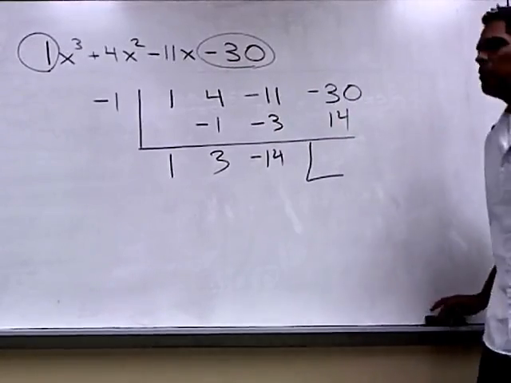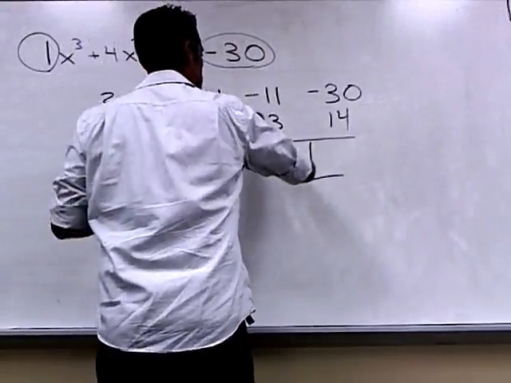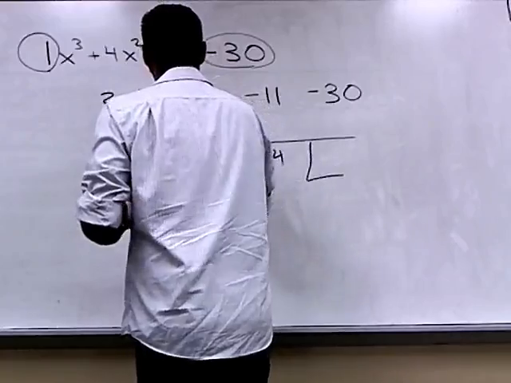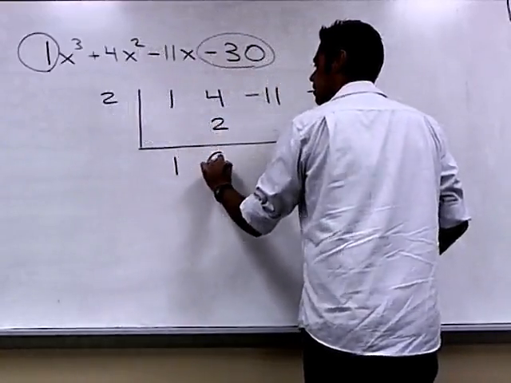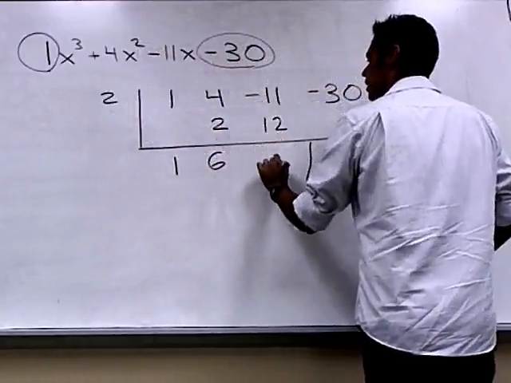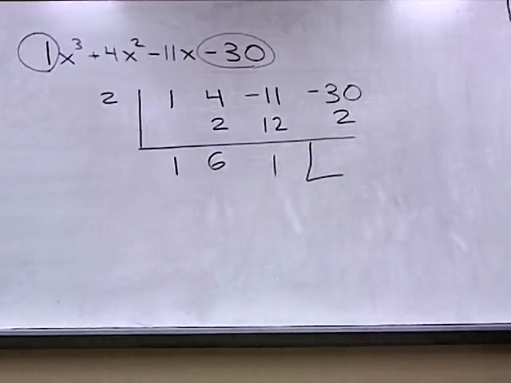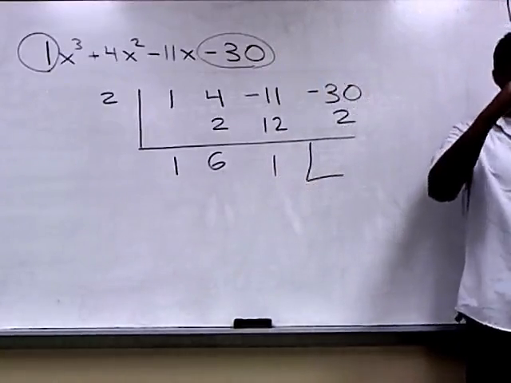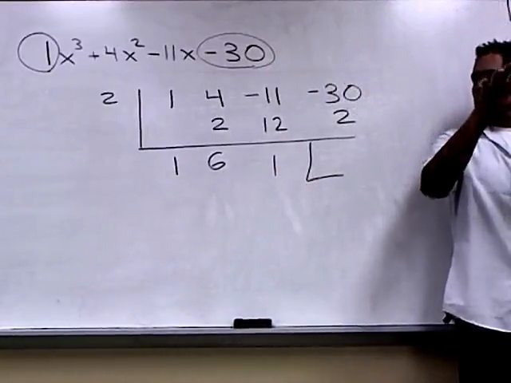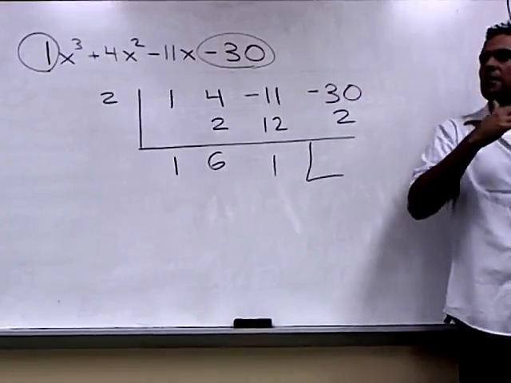So this didn't work, so we move on to what? The next number would be 2. Okay? Let's see, 1 comes down, that's 2, that's 6, multiply, 12, that's 1, and then we get 2. That does not work. So we cross it out and move on to -2. On your test, when you're doing this problem, I should see you trying and crossing things out and seeing it fail until it finally works.